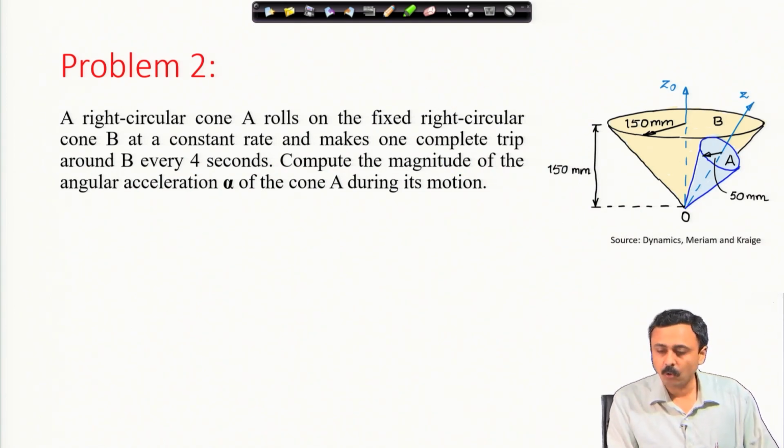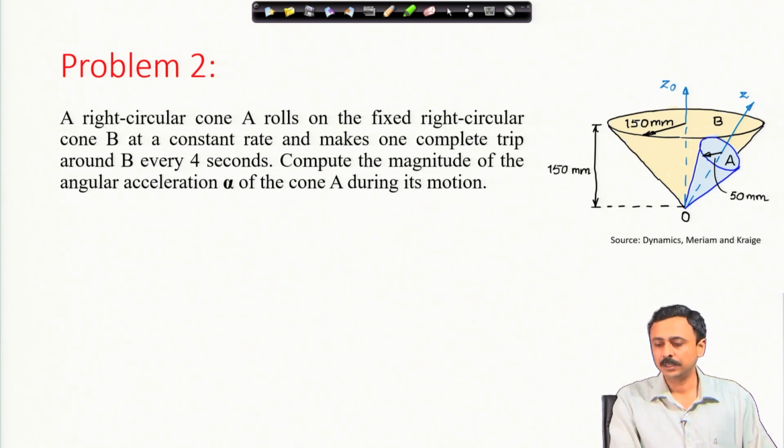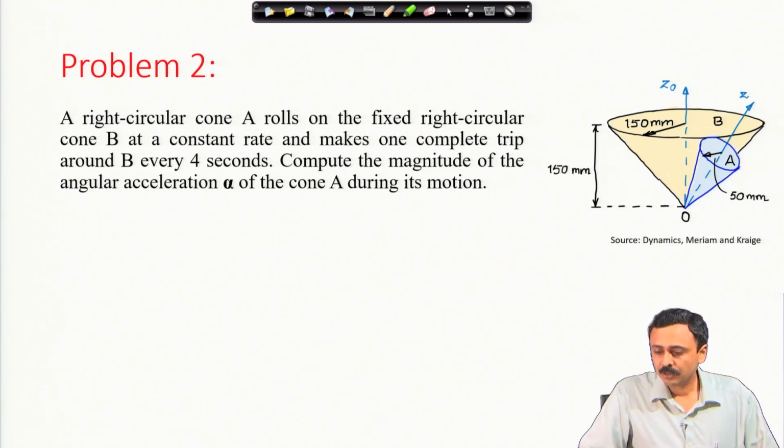A right circular cone A rolls on the fixed right circular cone B at a constant rate and makes one complete trip around B every 4 seconds. Compute the magnitude of the angular acceleration alpha of the cone A during its motion. Now, this is a problem of one cone rolling over a fixed cone.